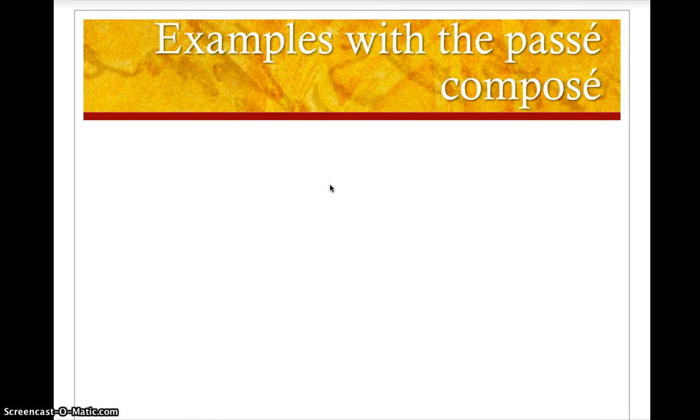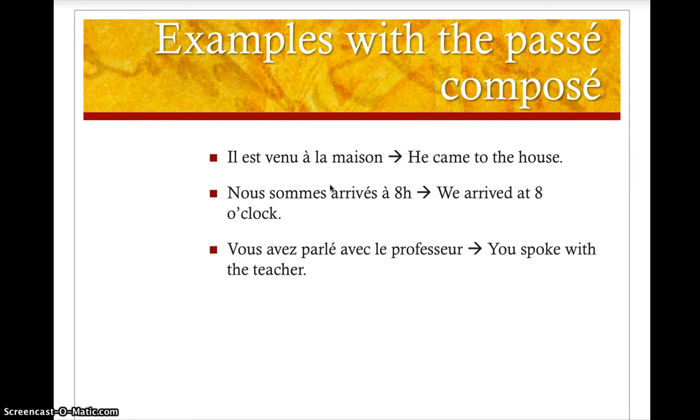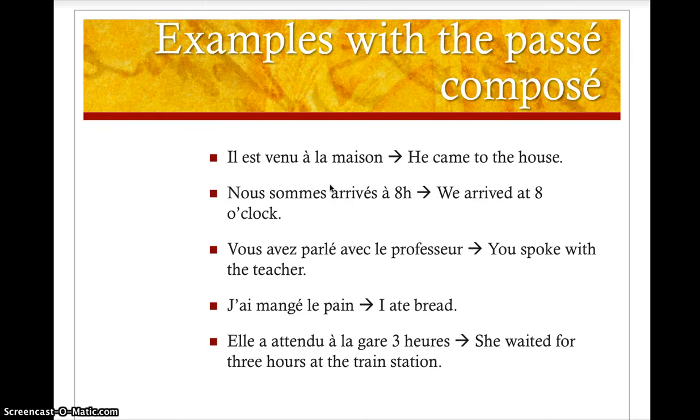All right, let's take a look. Examples of the passé composé. Il est venu à la maison. He came to the house. We don't have any other information about it. We know he came. Bam, done. Nous sommes arrivés à 8 heures. Specifically, we arrived at 8 o'clock. Vous avez parlé avec le professeur. You spoke with the teacher. J'ai mangé le pain. I ate bread. You can see these actions are very simple. They're not complex. They started, they stopped. You're done with them. Elle a attendu à la gare 3 heures. So she waited 3 hours at the train station.